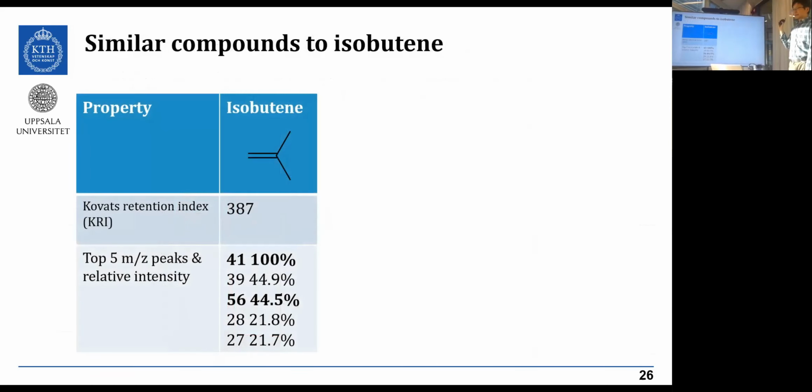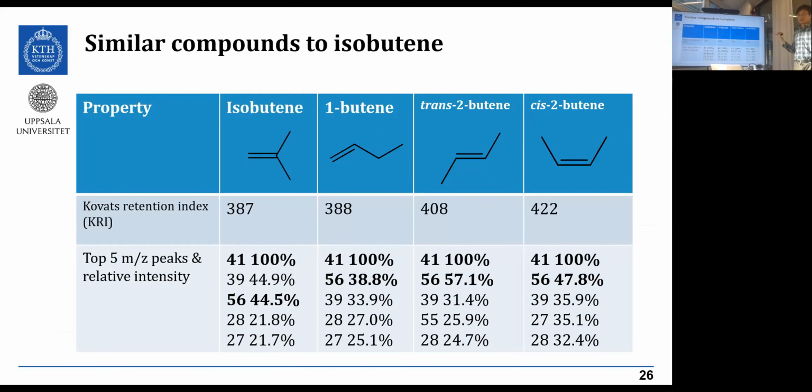Okay, so for a compound to have a signal that's so similar to isobutene, it needs to have a similar retention index and a similar mass spectrum, where the ratio between the 41 signal and 56 signal is similar. So the only compounds that fit these two criteria are the isomers of isobutene. So how do we separate the isomers when analyzing the volatile compounds in the headspace? Fortunately, the GCMS equipment I use in this study is capable of separating these.